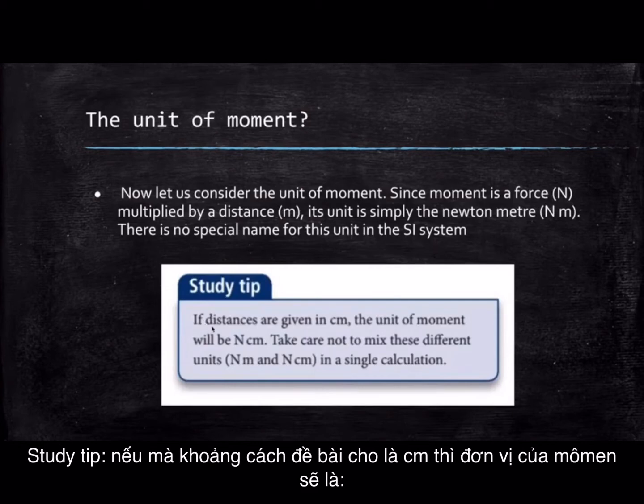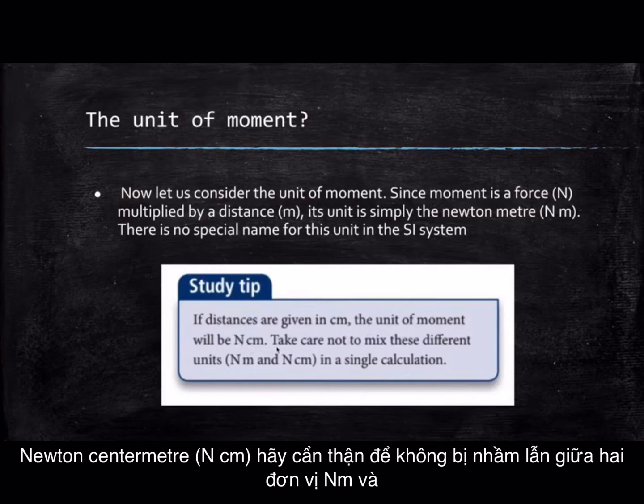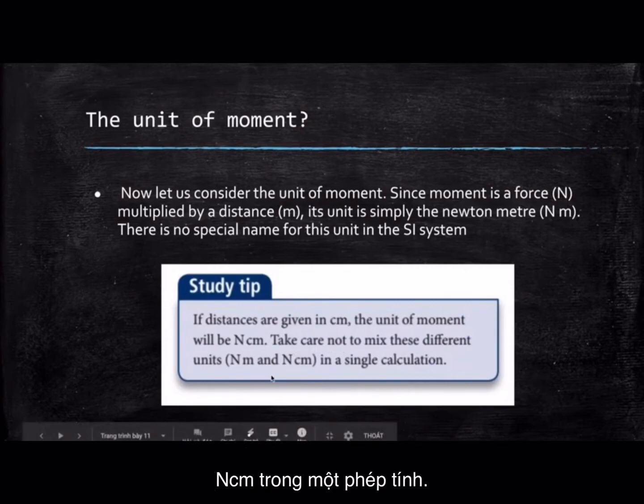Study tip. If distances are given in centimeters, the unit of moment will be Newton centimeters. Take care not to mix these two different units, Nm and Ncm, in a single calculation.